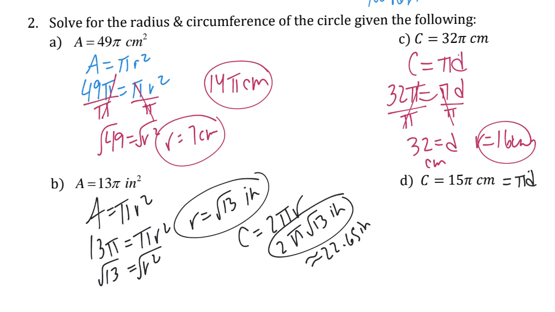The last one is if circumference equals 15 pi, that equals pi d. Divide both sides by pi, and they cancel out in this case, so 15 equals d. That means the radius is equal to 7.5, and that would be centimeters.